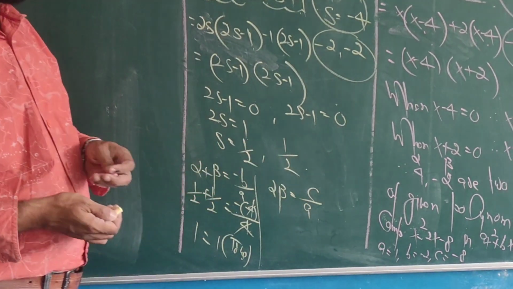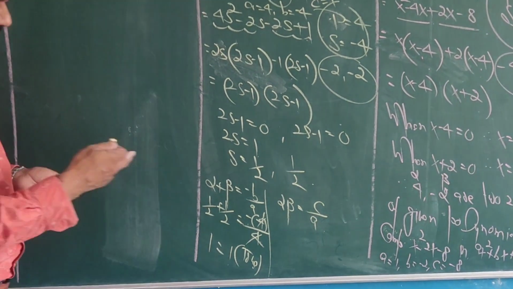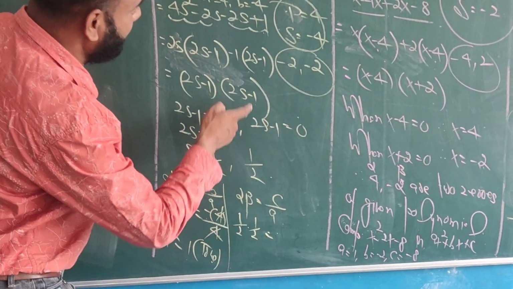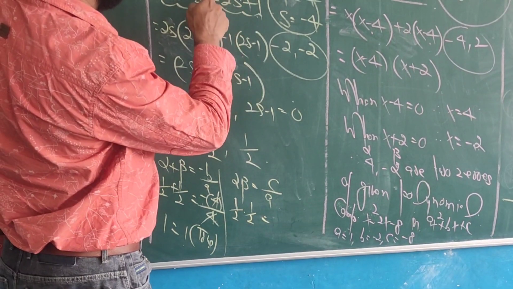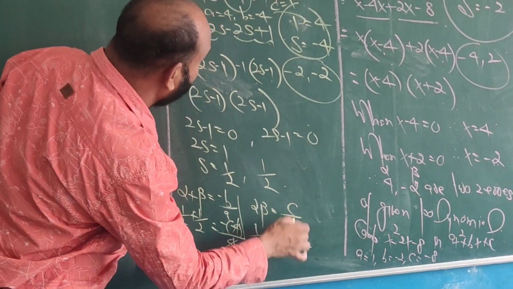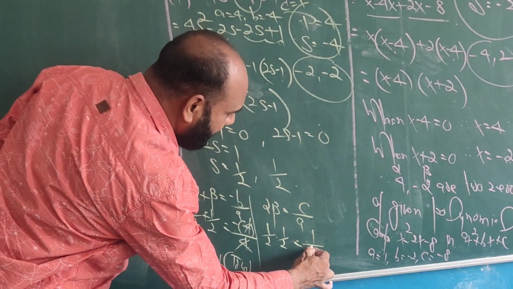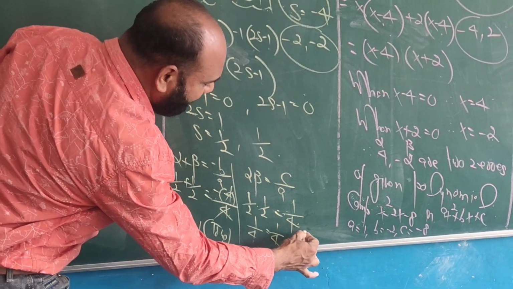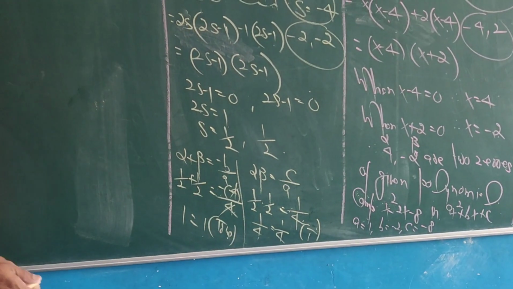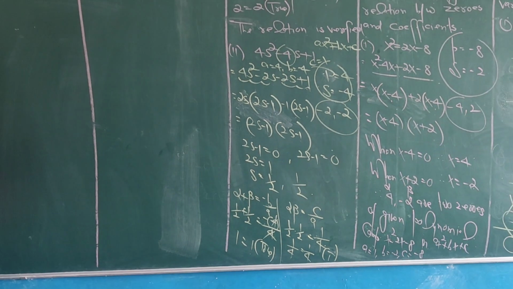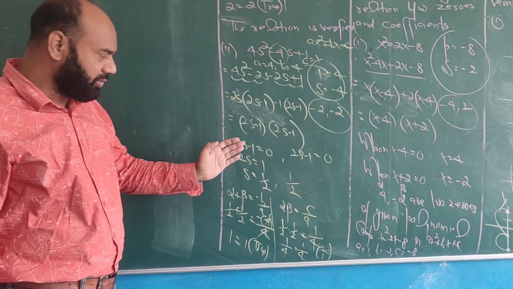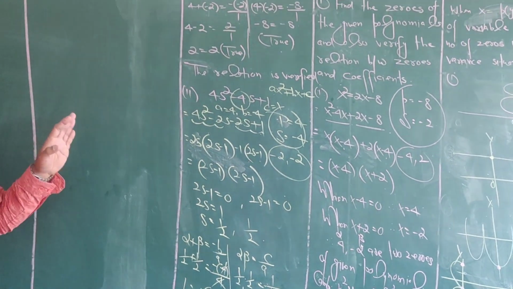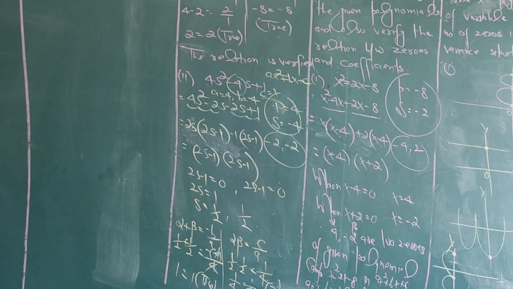Second, alpha into beta equal to c upon a means product of roots equals c upon a. 1 by 2 into 1 by 2, and what is the value of c? The value of c is 1 and the value of a is 4. 1 by 2 multiplied by 1 by 2 is 1 by 4, which equals 1 by 4. This is also true. So both relations, sum of roots equal to minus b upon a and product of roots equal to c upon a, are true. Therefore we can say that the given relation is verified.